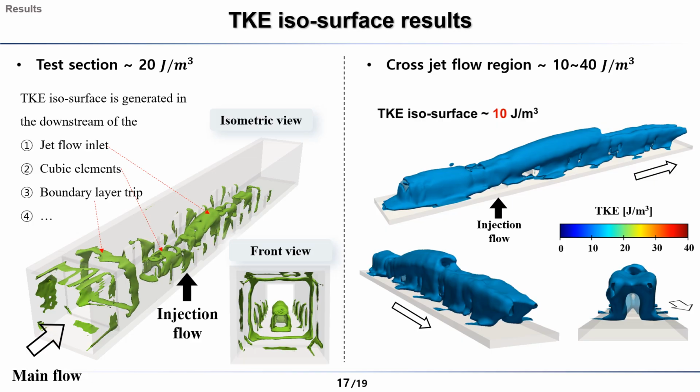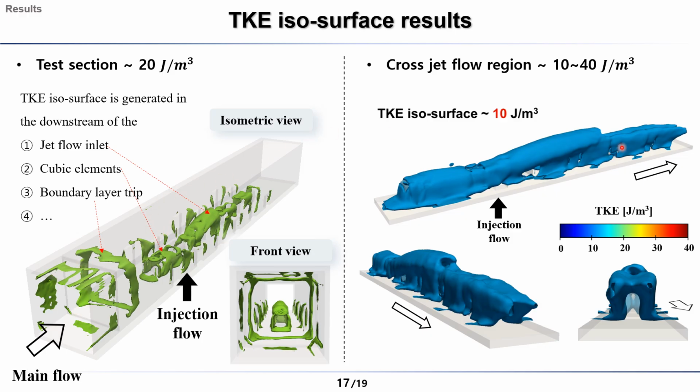And this is the TKE isosurface result. The left side shows the isosurface result of MRV test section with a value of 20 joules per cubic meter. As you can see, a large TKE is generated in the downstream of the injection flow inlet, cubical elements, and boundary layer trip.